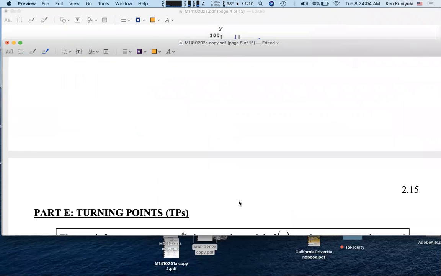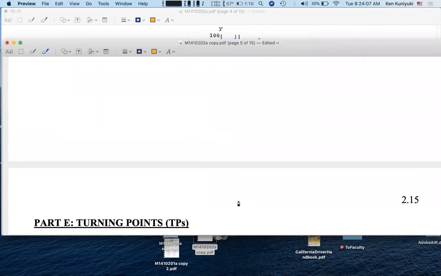Okay, next up, let's talk more about turning points and the possible numbers of turning points for polynomials of various degrees.